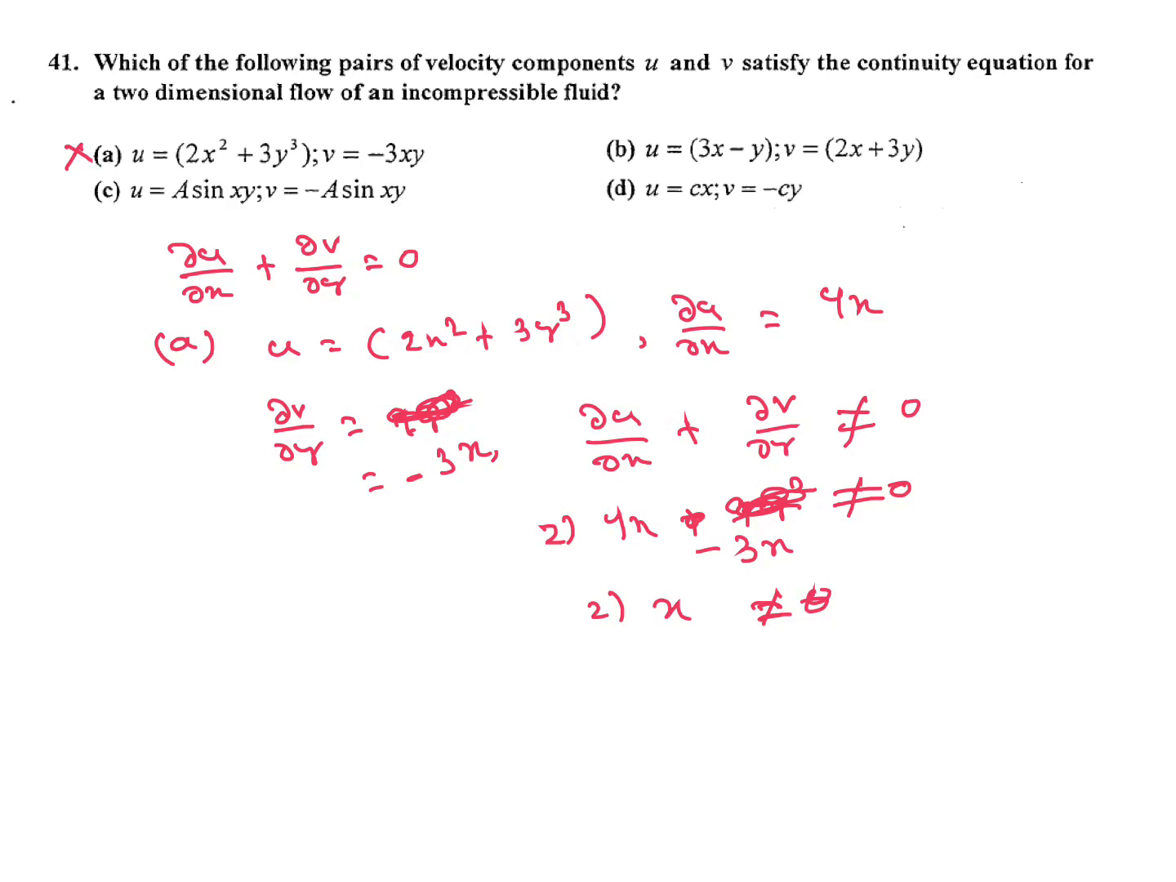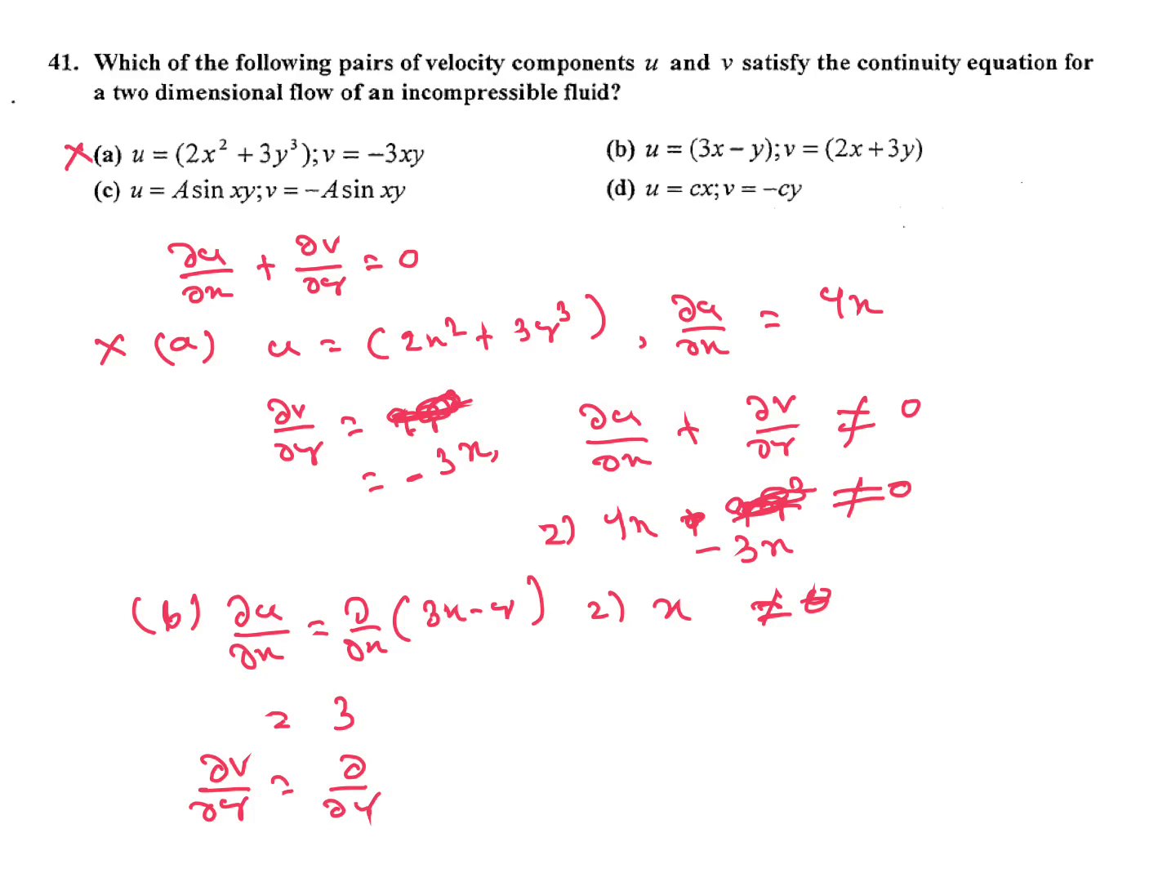Next B, del u by del x. So del by del x of u is 3x minus y, so 3. Then del v by del y. V is 2x plus 3y. It will come 3 only. So del u by del x plus del v by del y equal to 3 plus 3. It's 6, which is not equal to 0. So B also not possible.